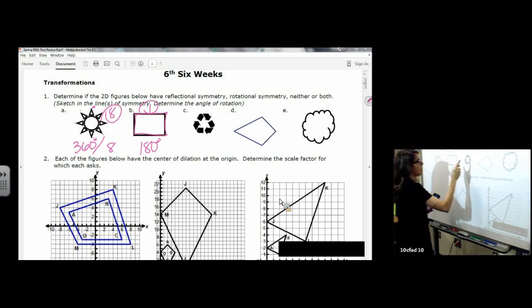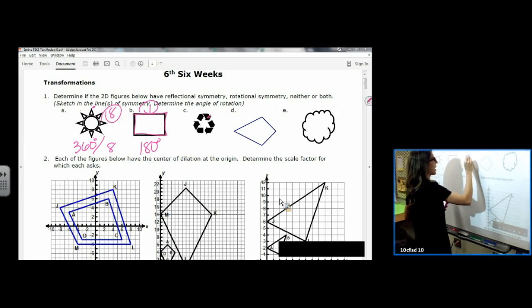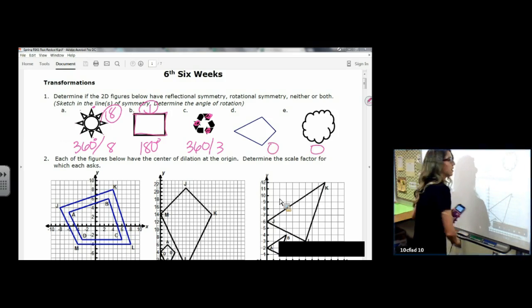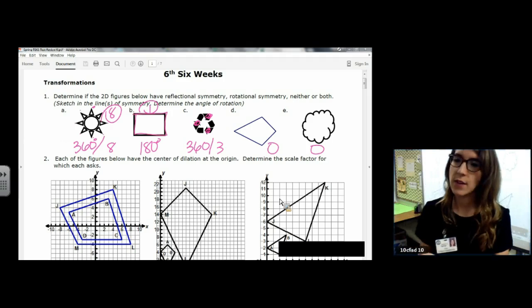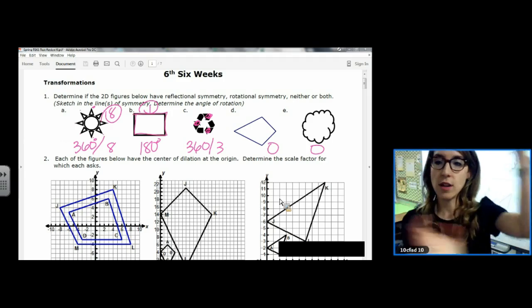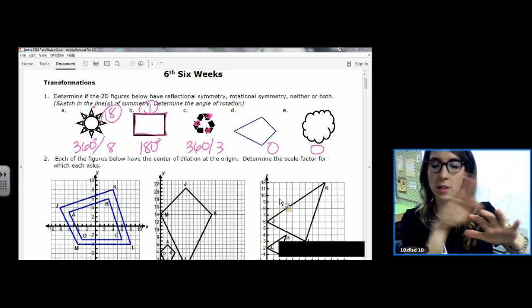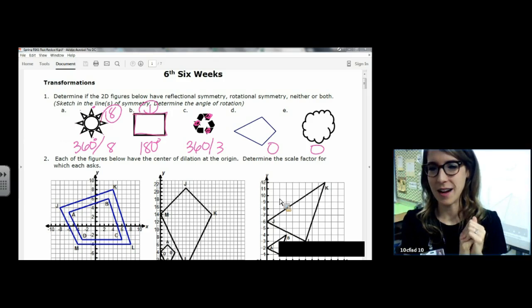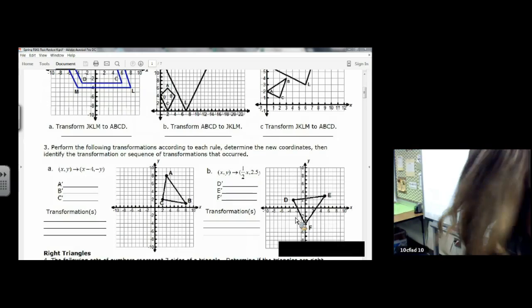This one had 8. This one, when this arrow becomes this arrow, that's a degree of rotation. When it becomes a 0, that's a degree of rotation. So 360 divided by 3. This one has 0, and this one has 0. In a kite, even if I rotate it 180 degrees, it'll still be going horizontal, but the long sides and the short sides will be kind of switched.